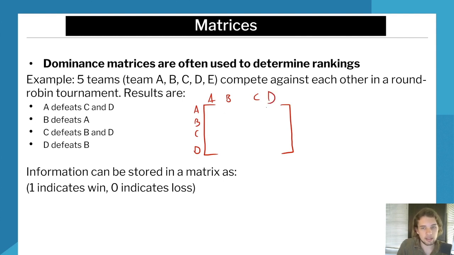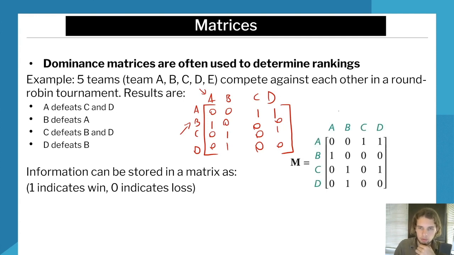Okay, A defeats C and D, so we put a 1 and a 1 there. B defeats A, so we put a 1 here. So this is who's defeated, and this is who defeats. C defeats B and D, so we have 1 there. And D defeats B, so we have a 1 there. And everywhere else will just be a 0. So there you go. Everything else will be a 0. So that's probably about right.